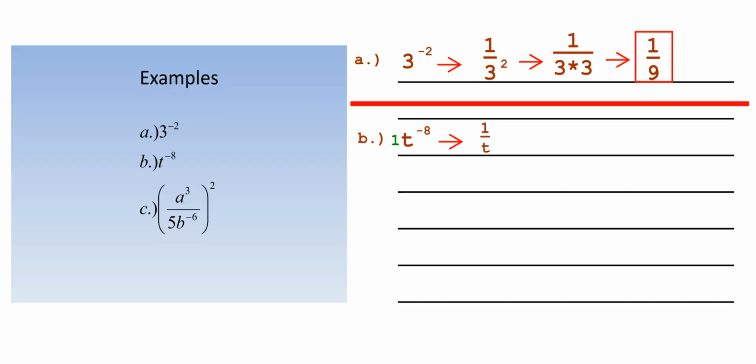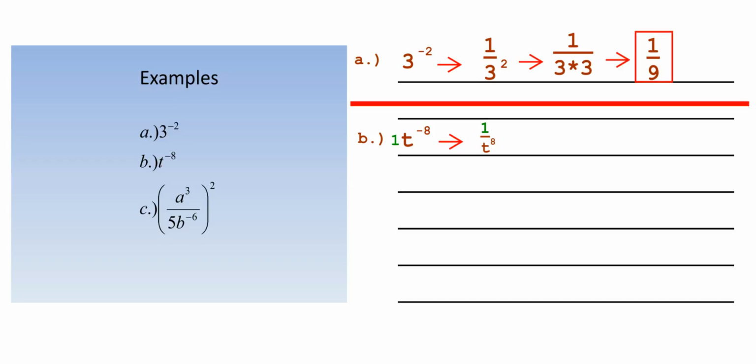It becomes positive, right? But do notice, the 1 was always there, agreed? We haven't changed the 1. It's still a positive 1, still the same 1 from the beginning. We just show it, so that we can bring down the t. So there's our positive 8 now: 1 over t to the 8.